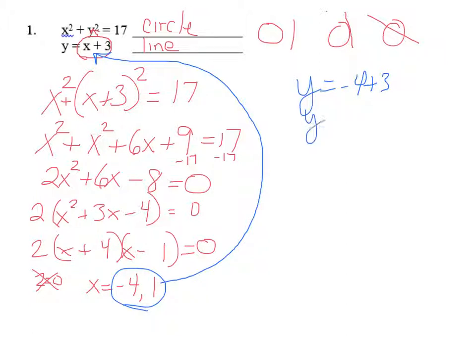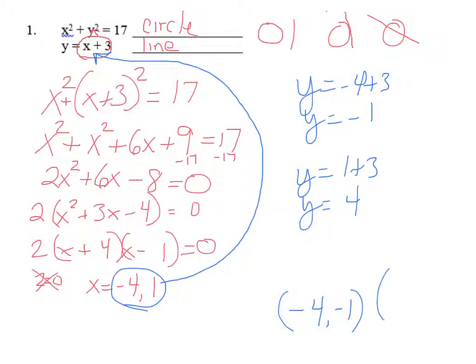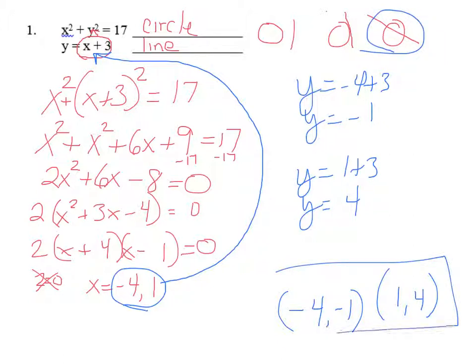If I plug negative 4 in for the x, I'm going to get y to be negative 1. So I'm going to have an ordered pair of negative 4, negative 1. If I plug the 1 in, the other x value, I'm going to have y equals 1 plus 3, so y equals 4. So that solution would be 1, 4. So this one has the line intersecting the circle in 2 places. I got 2 answers.